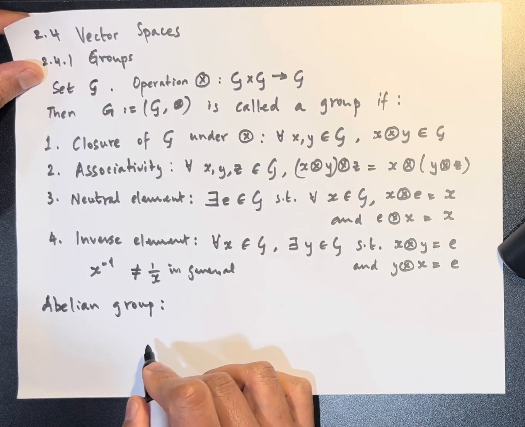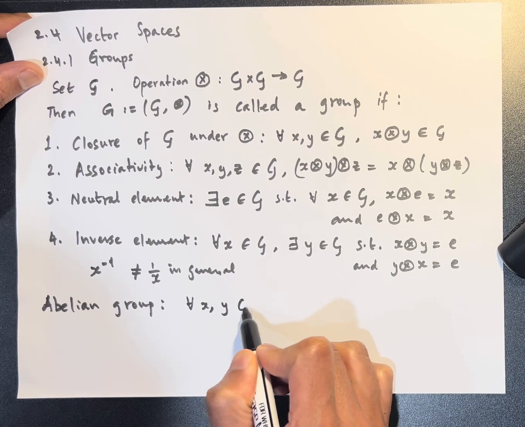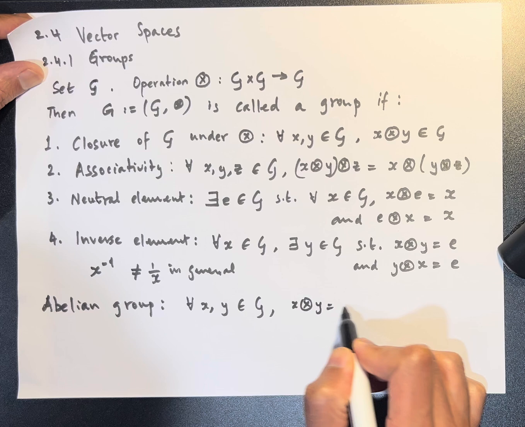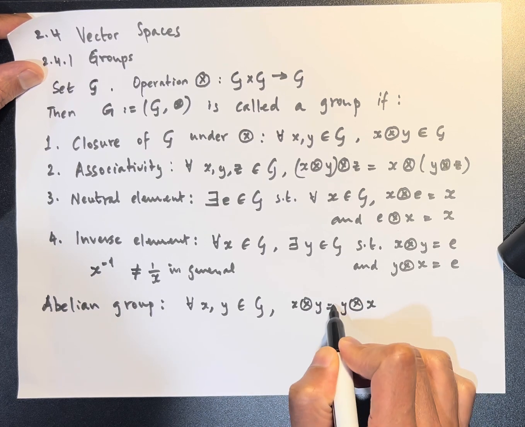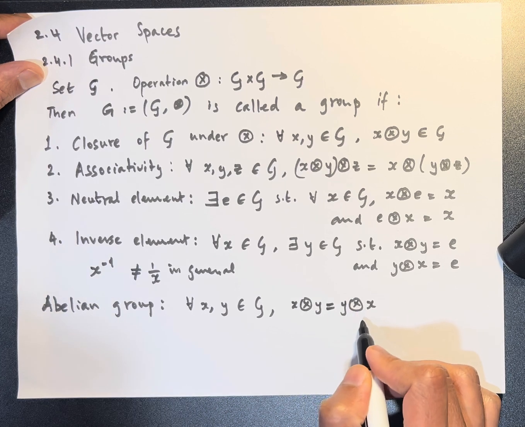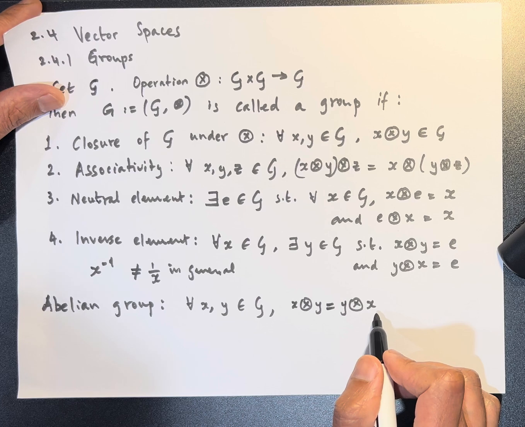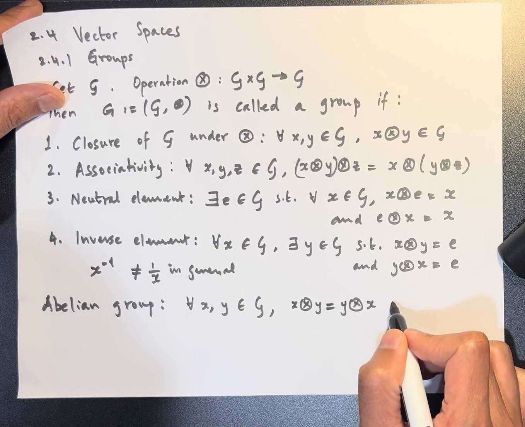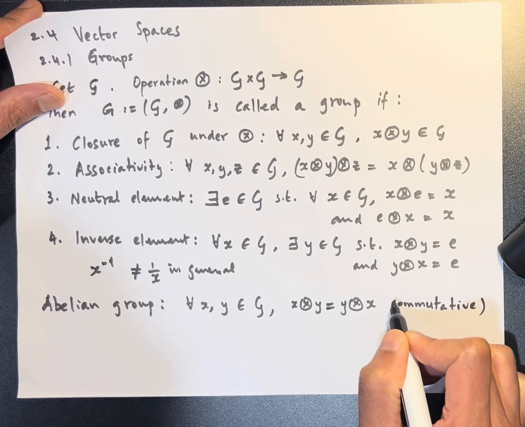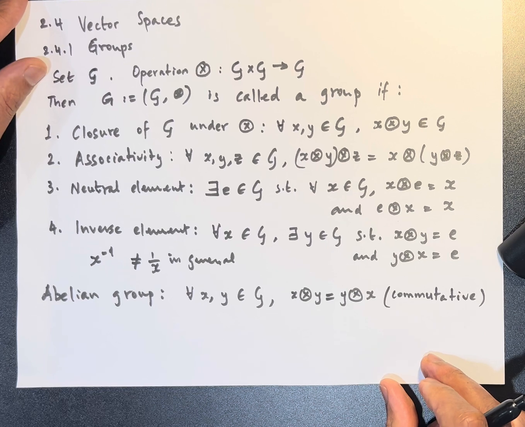Now, what is an abelian group? For every x, y in G, x operated with y equals y operated with x. You take this operation and apply it to x and y, same as applying it to y and x. Then this G is called an abelian group, or this is the property of commutativity. If you remember from school days, it's the commutative property. So that's the definition of groups.